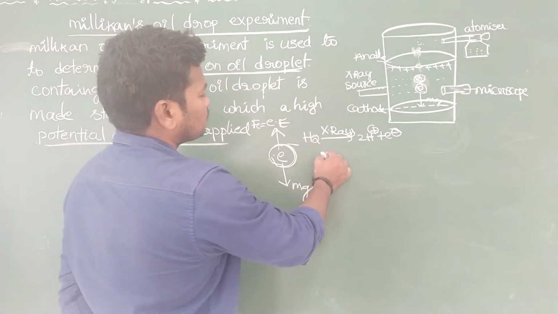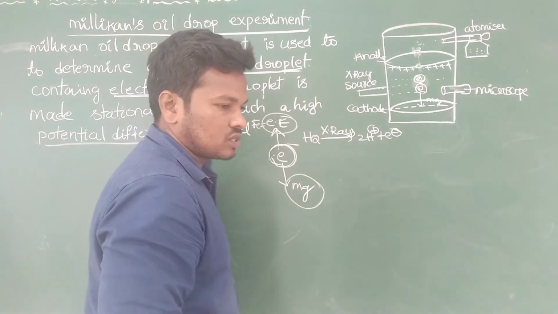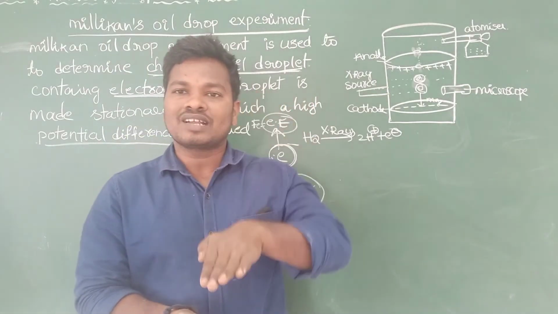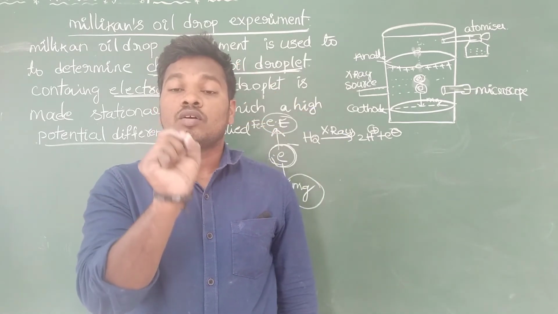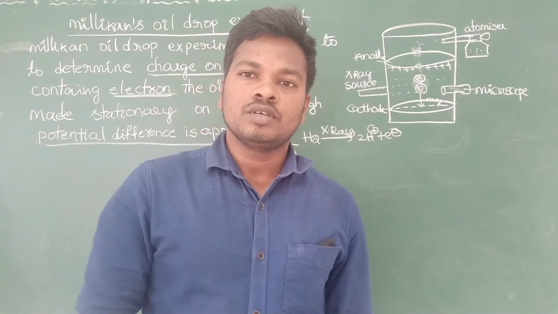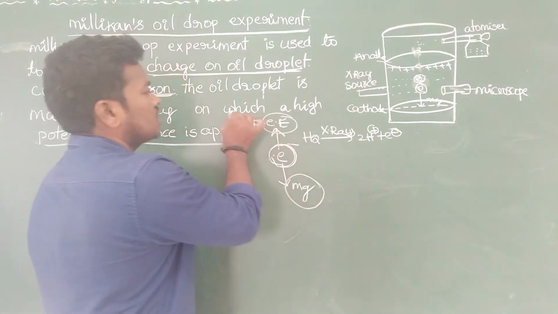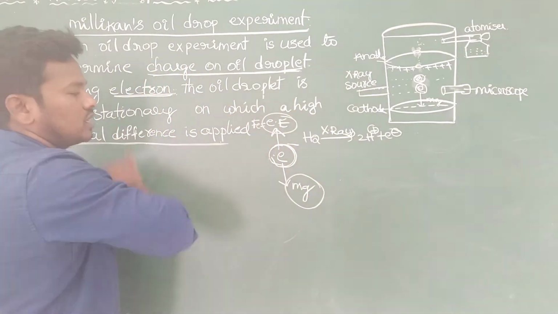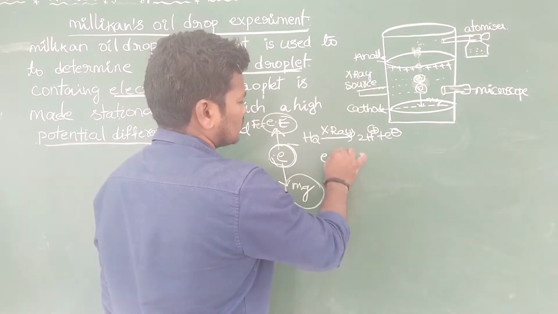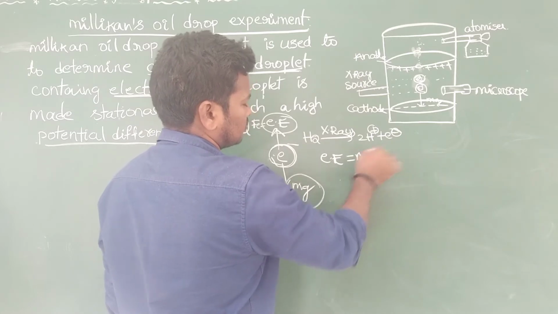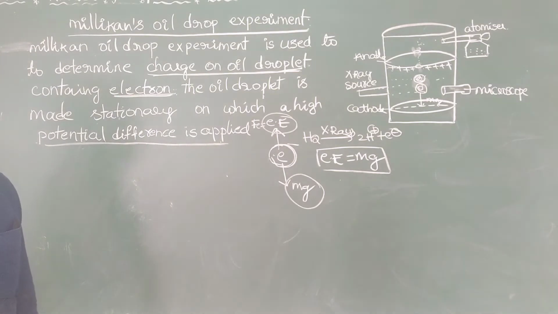So if you see, what does that mean? These two forces he made into balanced forces. So it will not come down, it will not go up. So in the middle of these charged plates, the oil droplet containing the electron is made stationary. Now you can see that these forces are balanced and stationary by applying a high potential difference. Nothing but these two forces are equal. He made these two forces balanced.